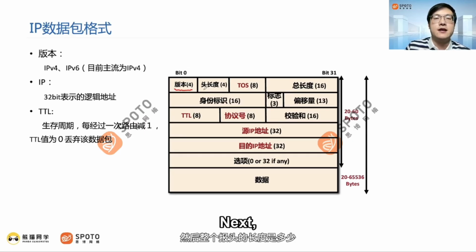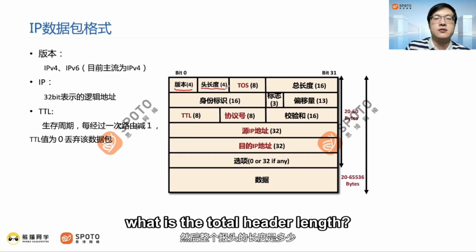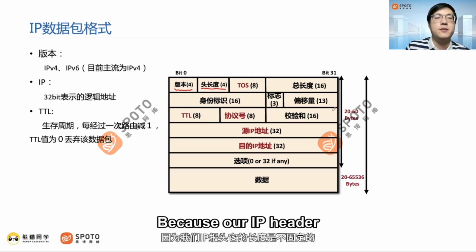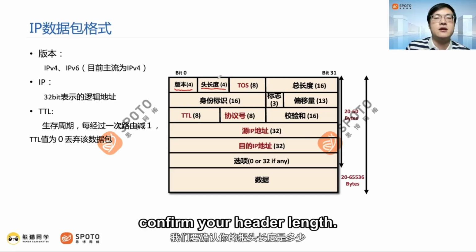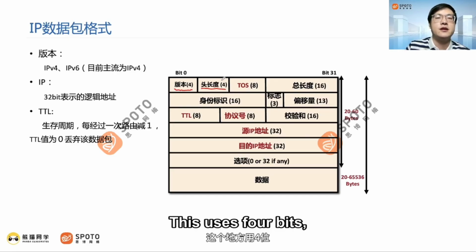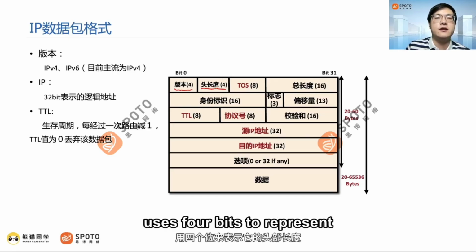Next, the header length. Because our IP header has a variable length, we need to confirm the header length. This uses 4 bits to represent its header length.